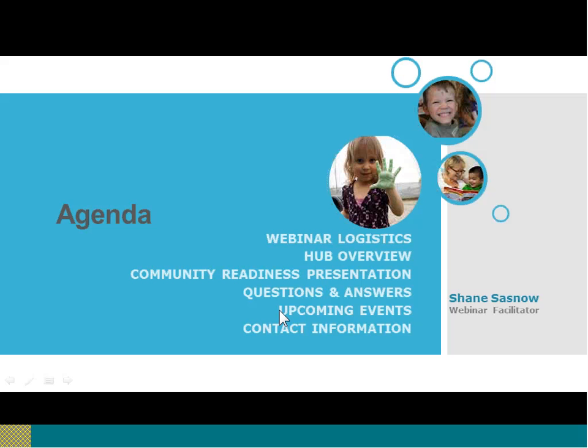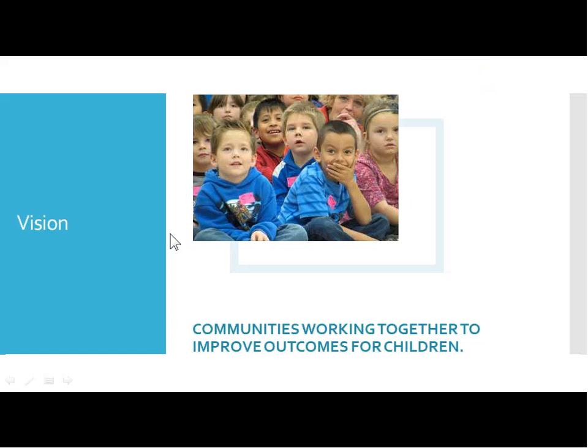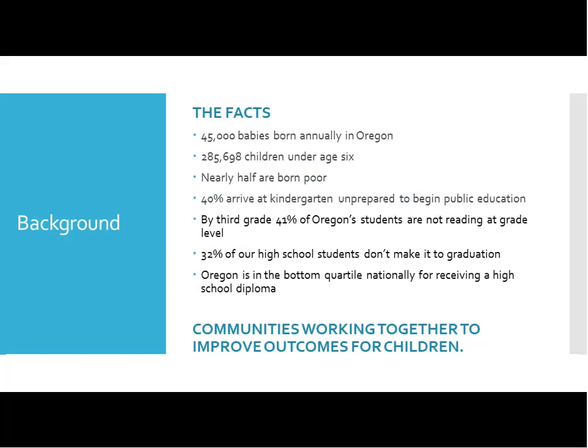I'm going to go through a quick presentation now about the early learning hubs. For those of you who were on the webinar on Monday with Jeff Cohen, you will have heard this, and I invite those of you who have seen this a little bit before to try to identify something new that you have not previously seen. So now I'd like to do the overview of the hubs, starting with the vision. The reason we are all here today, our vision is communities working together to improve outcomes for children. Communities working together to improve outcomes for children.